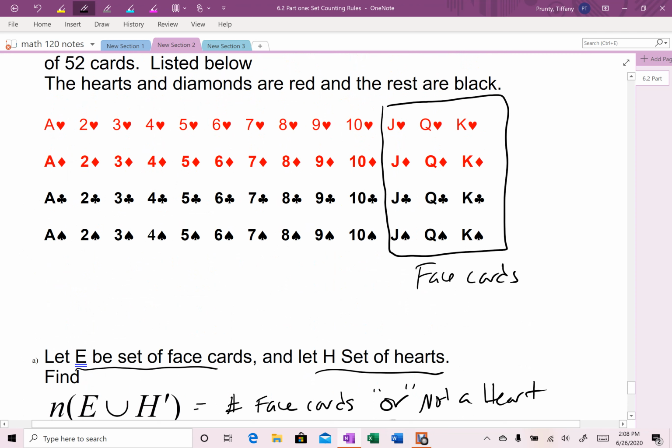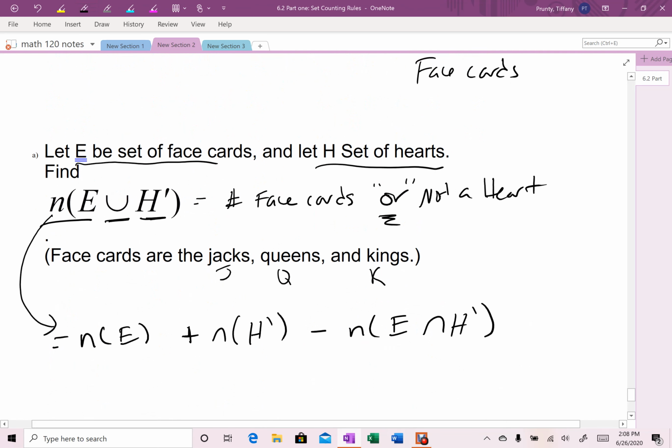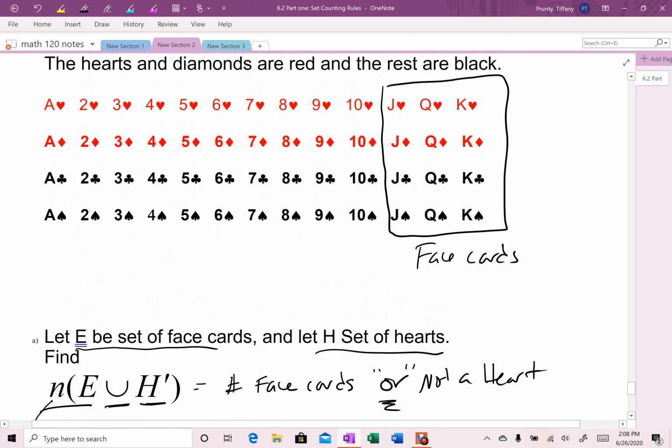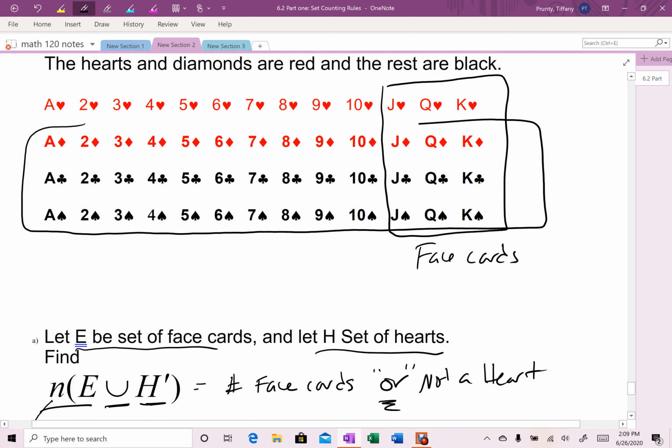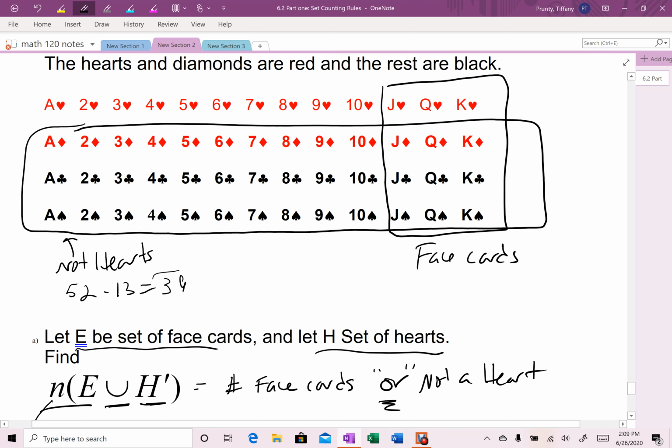All right, there are 3 face cards in each suit, and so there are 12 face cards. So there's 12 of those. Not hearts. All right, so not hearts would be the clubs, spades, and diamonds, right? These would be the not hearts. So I throw away the hearts. Out of my 52 cards, I throw away the 13 hearts, so there should be 39 that are not hearts. If you count them, there should be 39 there that are not hearts.